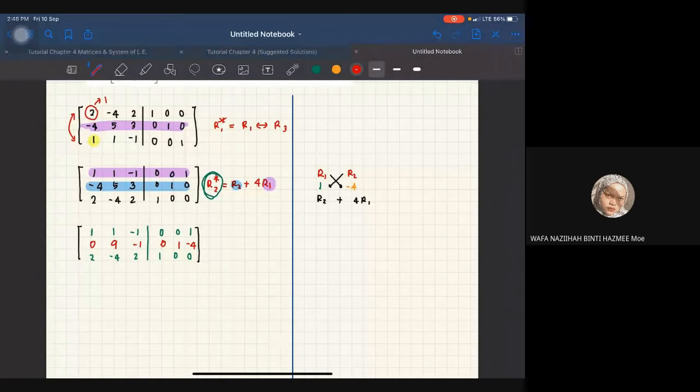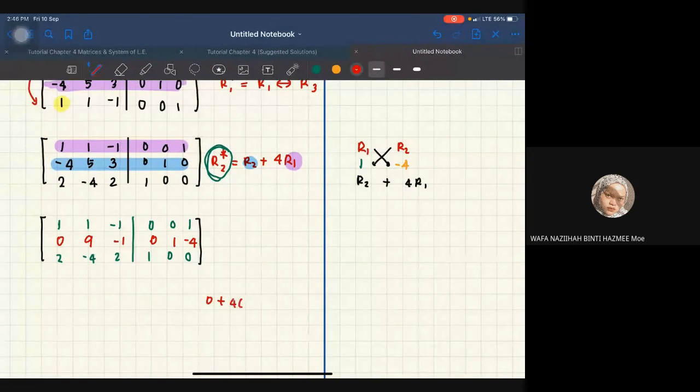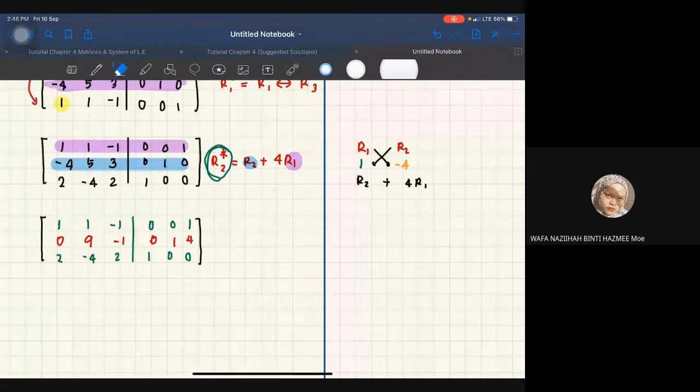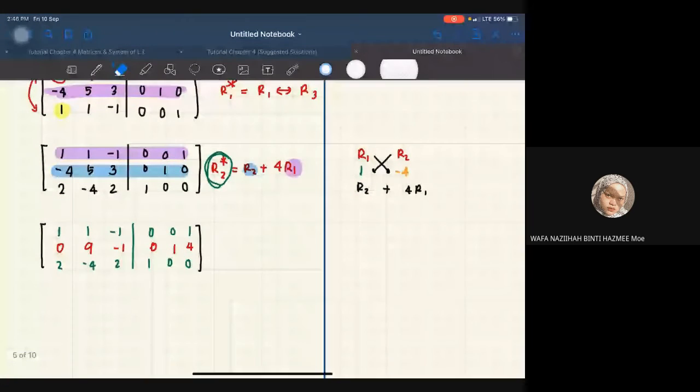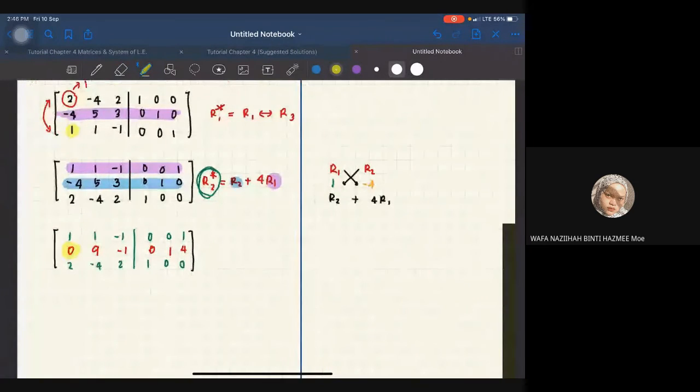Okay, so settle kita punya second element. Second element kita sekarang dia dah jadi kosong. This one over here dah settle. Okay. So next thing yang kita nak jadikan kosong, yang mana? Yang 2 kat bawah kosong tu, betul. So sekarang kita punya aim is this one pula. So kita nak jadikan 2 ni pula kosong. Okay, so cara dia sama juga.